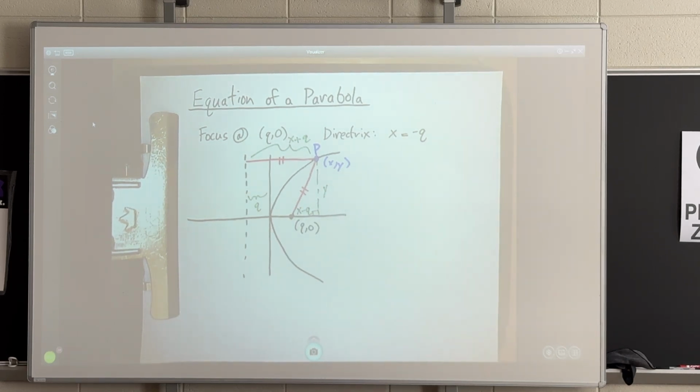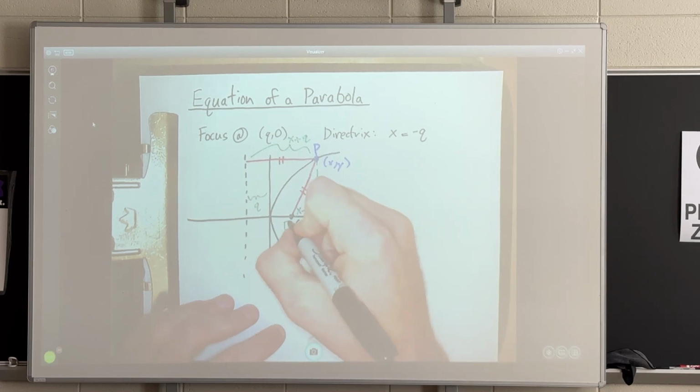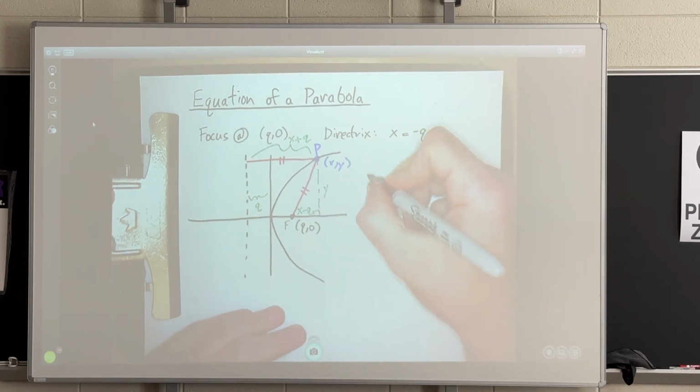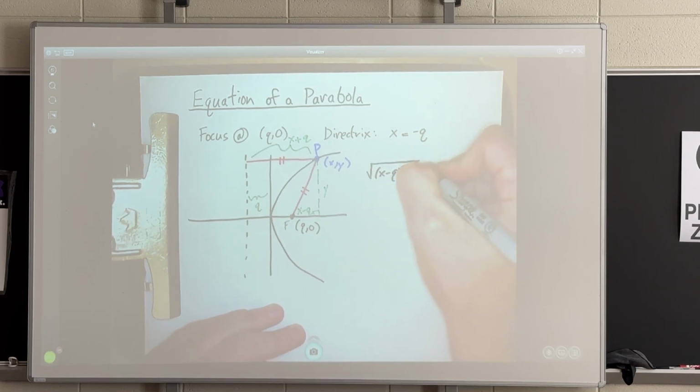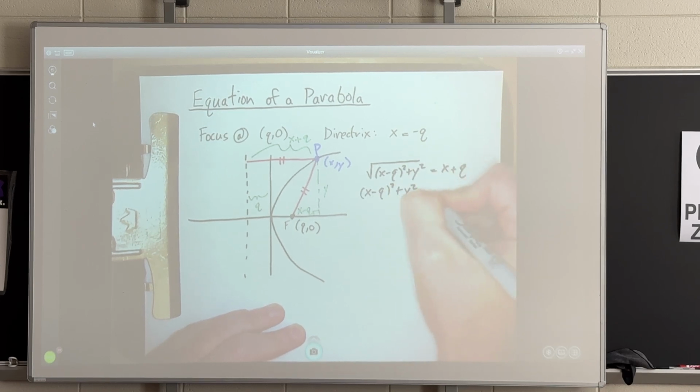Now we have some facts that we can take away from this diagram. If we call this the focus F, then I know that the distance from F to P is the square root of (x minus q) squared plus y squared, and that this equals x plus q. So this is totally standard. If you square both sides, then it all just works out.